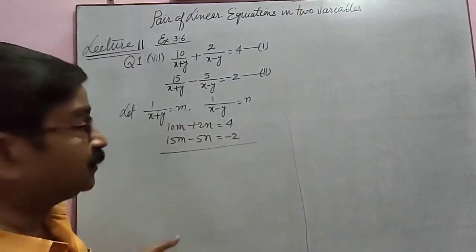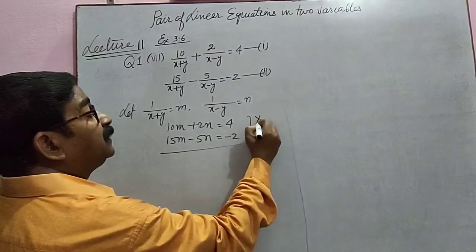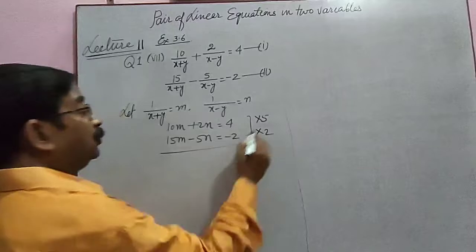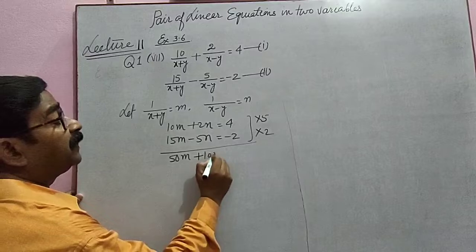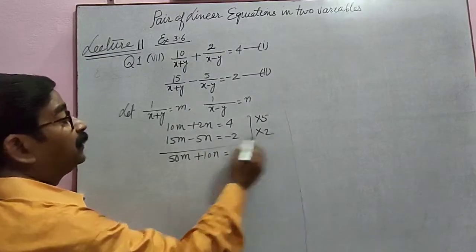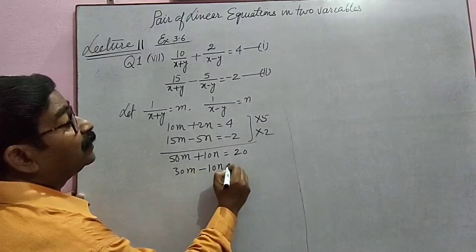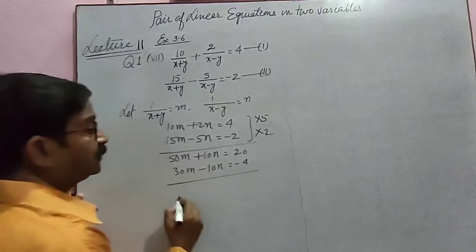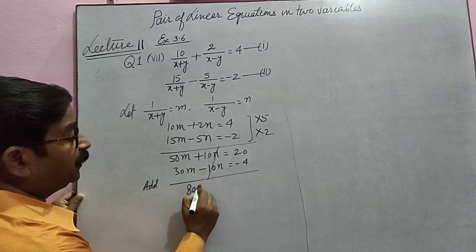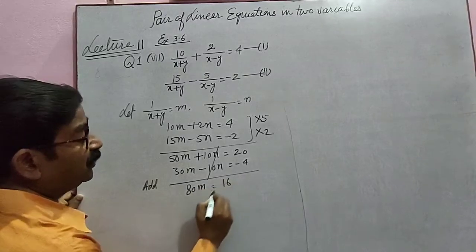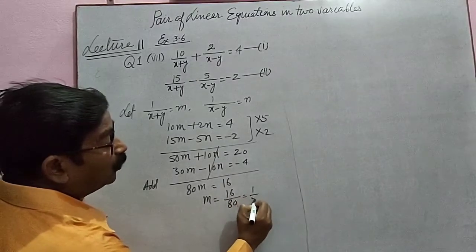Interchange the coefficients for x and y, m and n. Suppose I am eliminating n, so multiply the first by 5 and the second by 2. So this is 50m plus 10n is equal to 20, and 30m minus 10n is equal to minus 4. Add these, n will go. We have 80m is equal to 16. So m is equal to 16 upon 80, which is 1 upon 5.